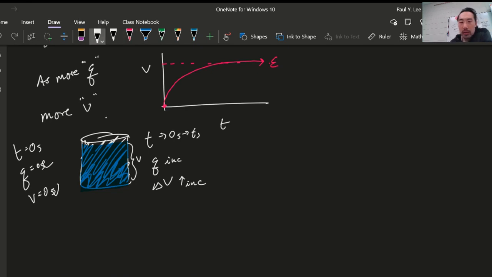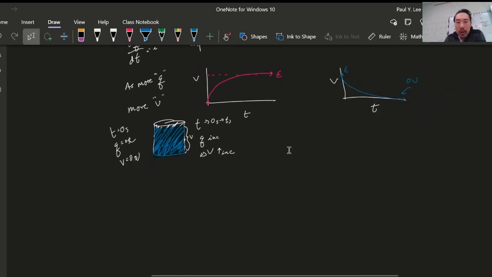And in class, we'll look at the different scenarios. And for a discharge, we start off with a maximum voltage. So this is just the EMF, and it quickly dies down to 0 volts.